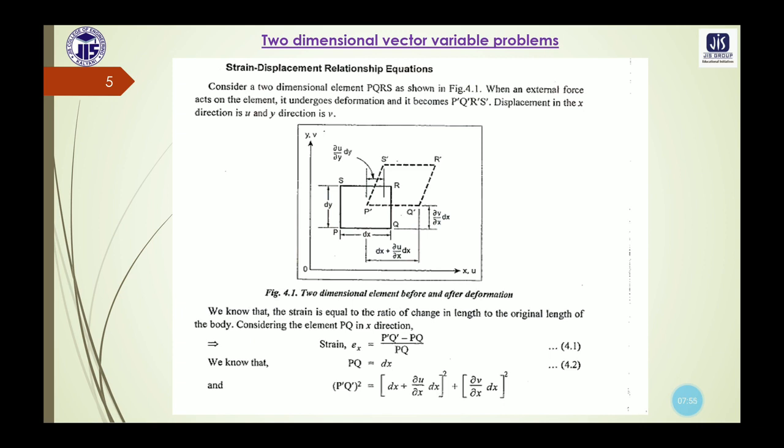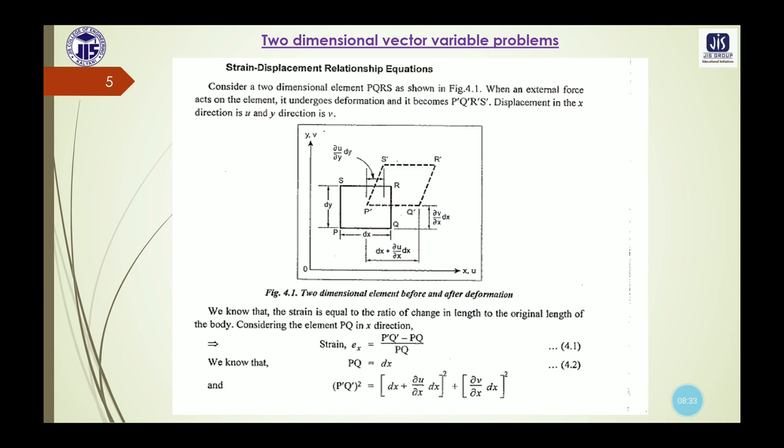we can form the formula of the strain in the X direction, that is Ex, this is equal to P dashed Q dashed minus PQ, that is the change in length divided by the original length. So the original length was PQ. So from the concept of the strain, we have formed the strain formula in the X direction for the element PQ. Now it is P dashed Q dashed minus PQ, that is the change in length divided by the original length, that is PQ.